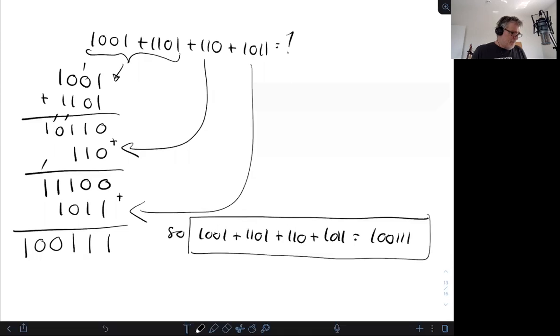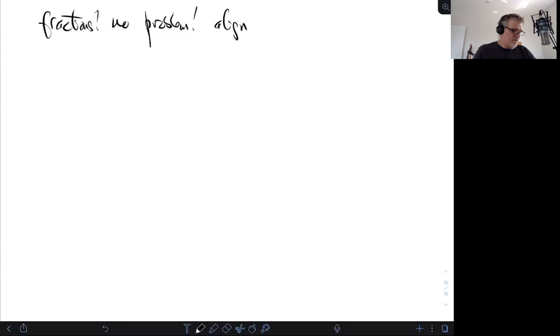Okay. Let's talk about fractions. There's nothing really to add. Pun not intended. There's really nothing new with fractions, right? It's the same as decimal. So no problem. You just align the points, right? It's the same thing. So there's really nothing new here.